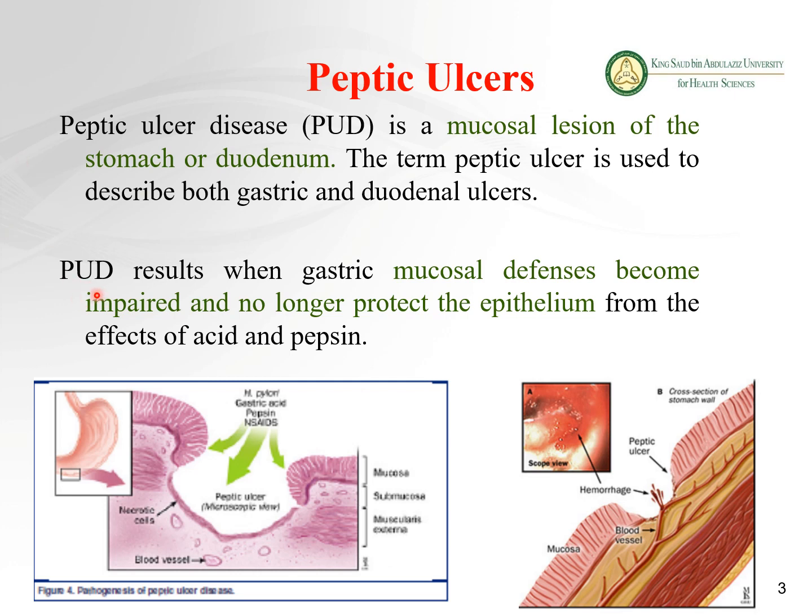Peptic ulcer disease results when gastric mucosal defense becomes impaired and no longer protects the epithelium from the effect of acid and pepsin, which is secreted by the gastric parietal cells in order to digest the food that is coming into the stomach. So in this lecture, we will be discussing all those drugs which cause the inhibition of acid and pepsin so that the epithelial layers can be regenerated in order to protect the layers of the stomach wall.